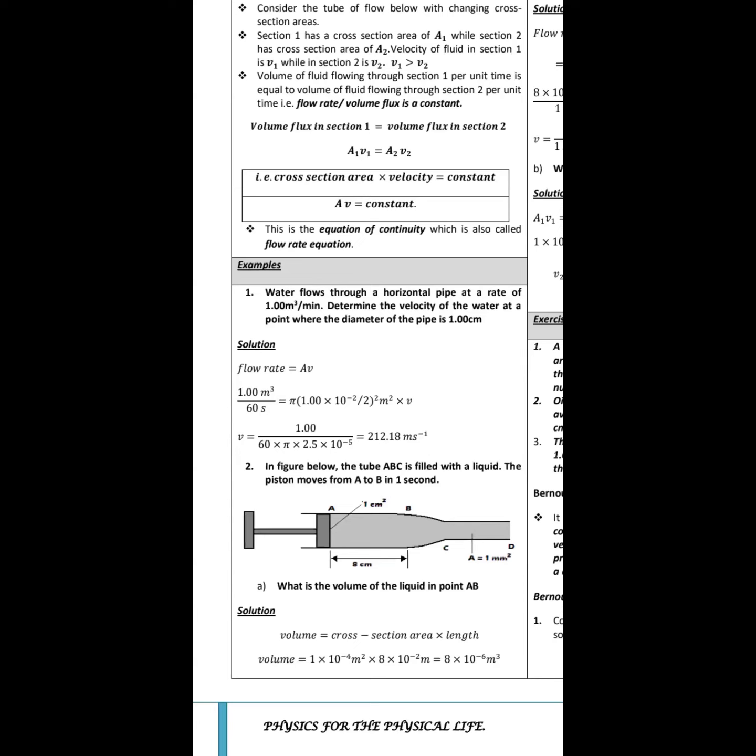We get the answer 0.0267 in decimals, meters per second. In standard form, the answer for velocity will be 2.667 multiplied by 10 raised to negative 2 meters per second.